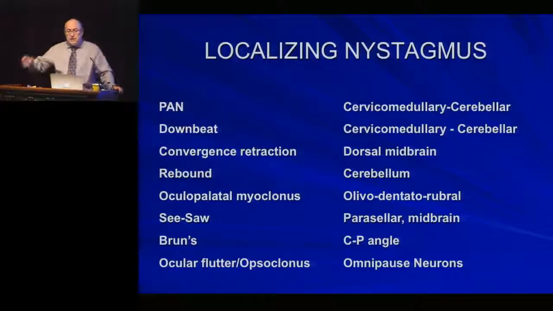Bruns nystagmus is a large CP angle tumor, and when we talk about supranuclear, we'll look into ocular flutter and opsoclonus, which will localize to the omnipause neurons, and we'll talk about that next time.